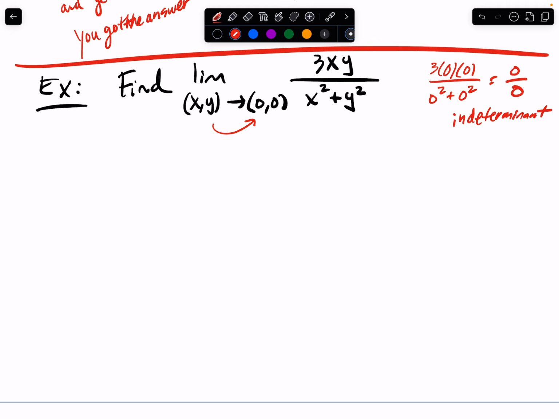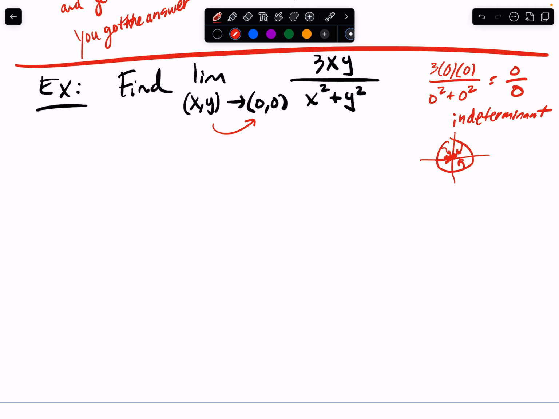Okay, that means we can't determine it just by plugging in. We need to do further investigation. So here we don't know. The limit may exist, it may not exist. If the limit exists, then you must prove that the limit is the same regardless of the path that you take to get to that origin (0, 0). However you come in on that path, it's got to be the same thing.